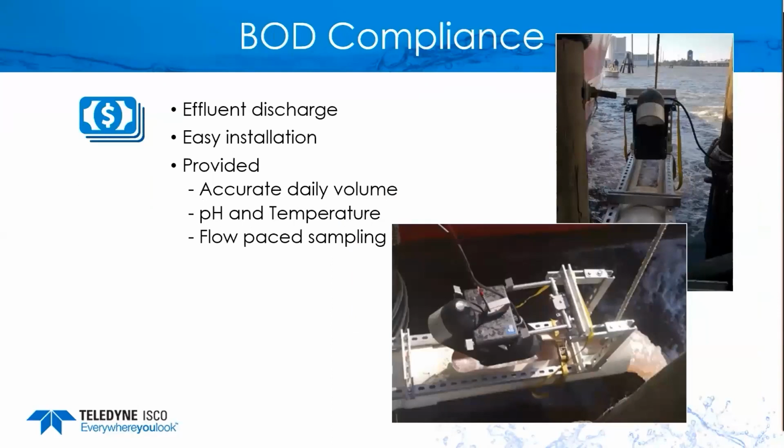Other reasons you'd use a non-contact sensor. This was a shrimp processing facility, and they needed to comply with the government regulations. They needed to measure the amount of wastewater going out to the river. And their simple solution was they were able to cut a small notch in the top of this pipe, and they were able to read the level and velocity. So it made for a very easy installation, provided them with the accurate daily flow volumes. With the flowmeter they had on there, they were also able to read the pH and temperature, and then take flow weighted samples to make sure that they were meeting their BOD compliance.